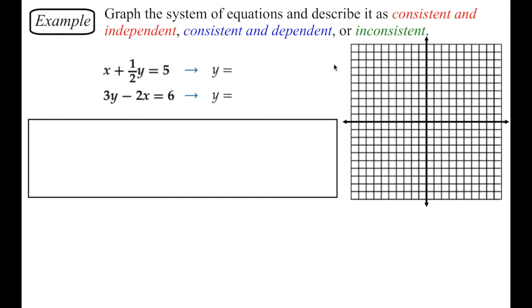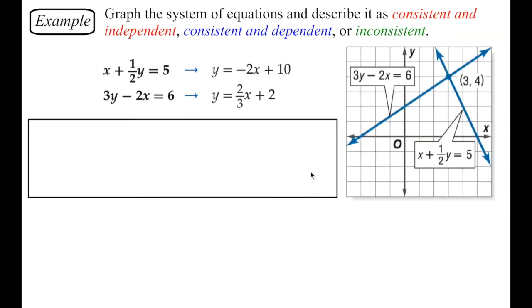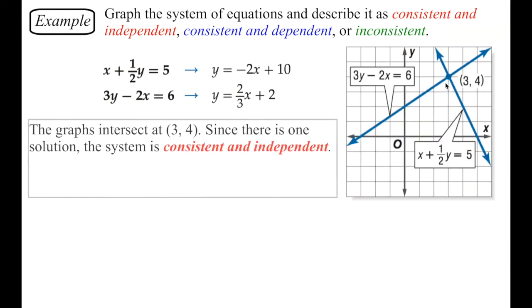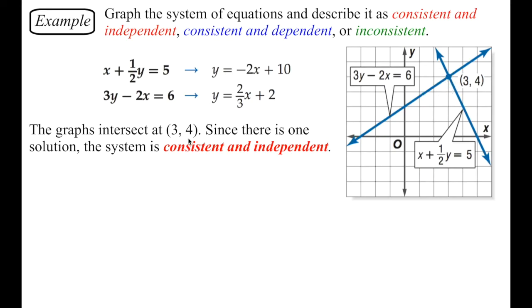So let's look at some examples and determine whether our systems are consistent independent, consistent dependent, or inconsistent. Well, we're always going to start out the same way. We're going to go ahead and write our equation in slope-intercept form, or solve it for y. Then we can graph it using the y-intercept and the slope. Here is your graph. It appears the lines intersect at the point 3, 4. That's a single point, making it consistent and independent.